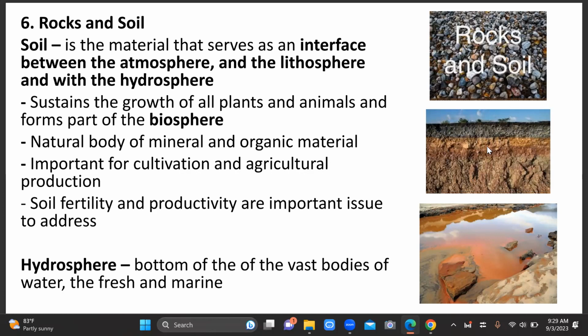Good day, everyone. For this discussion, we will be introducing the topic on rock and soil as our abiotic component in the ecosystem.